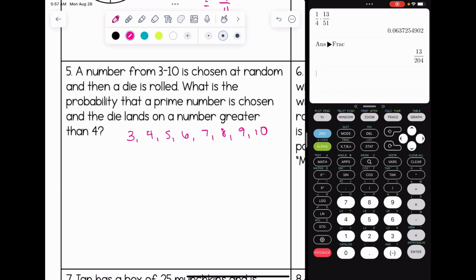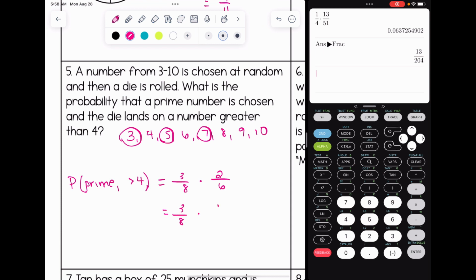You can see that we have 8 numbers here. How many of them are prime? Well, 3 is a prime number, 5, and 7. So the probability of a prime number and then a number greater than 4 on the die. Prime number is going to be 3 out of 8. On a die, there are 2 numbers greater than 4, right? 5 and 6, so 2 over 6. Or you could have chosen to do 3/8 times 1/3. Either way, we're going to get 3 over 24 or 1/8 as our compound probability.